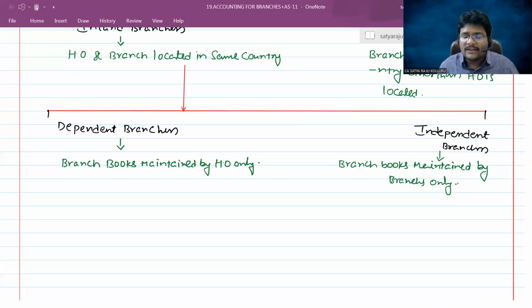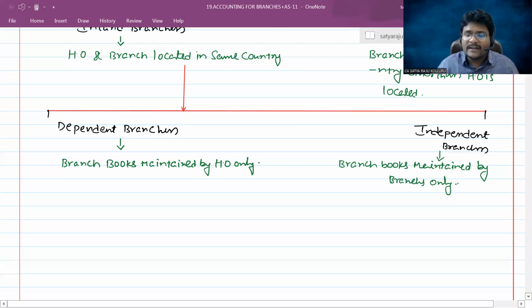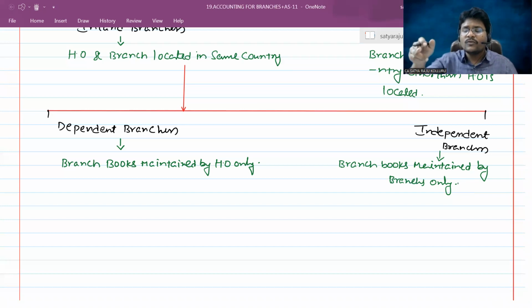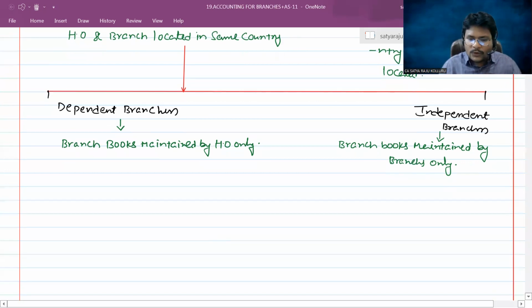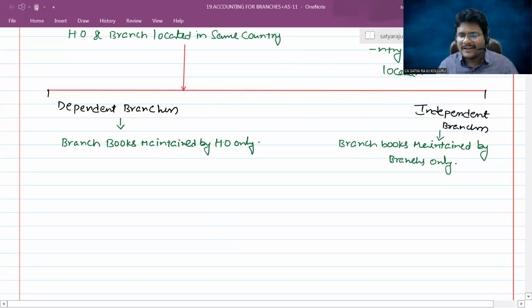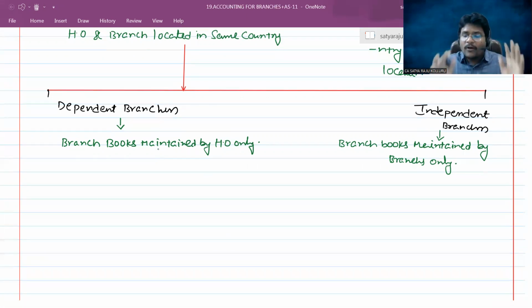Now coming to the branch, if the branch is a dependent branch, then such branch accounts are never maintained by the branch. Such branch accounts are maintained by whom? Head office. But if the branch is the independent branch, then such branch accounts are maintained by whom? Branch itself. Branch books are maintained by head office only in case of dependent branches, meaning the entire branch books and head office books are within the same books of accounts, within the head office's hands only.